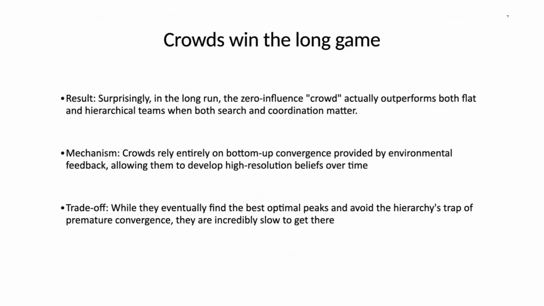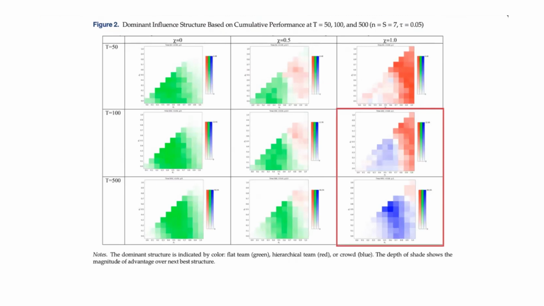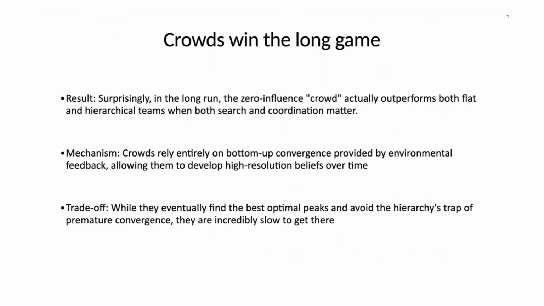In the end, there's the third observation: crowds win the long game. We see in a scenario where coordination matters, the crowd eventually outperformed the hierarchical team in the long run, right? But why is this the case? The mechanism here is that the crowds rely entirely on bottom-up convergence provided by environmental feedback, allowing them to develop high-resolution beliefs over time.